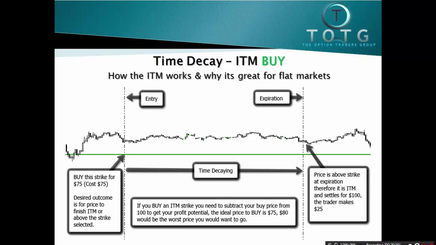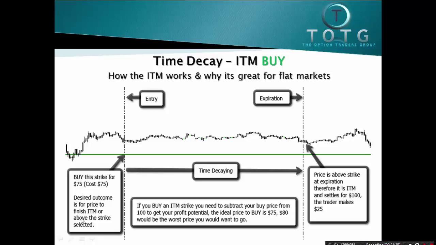Now, on the other side of the coin, we got the in the money buy. It's just the opposite of what we just talked about. You got a strike here. You're buying, so that means you want price to finish above your strike or to settle at 100. So you buy the strike for $75. Nadex contracts are $100. If you paid $75, what's left? $25 is left. That would be your profit potential. It costs you $75.